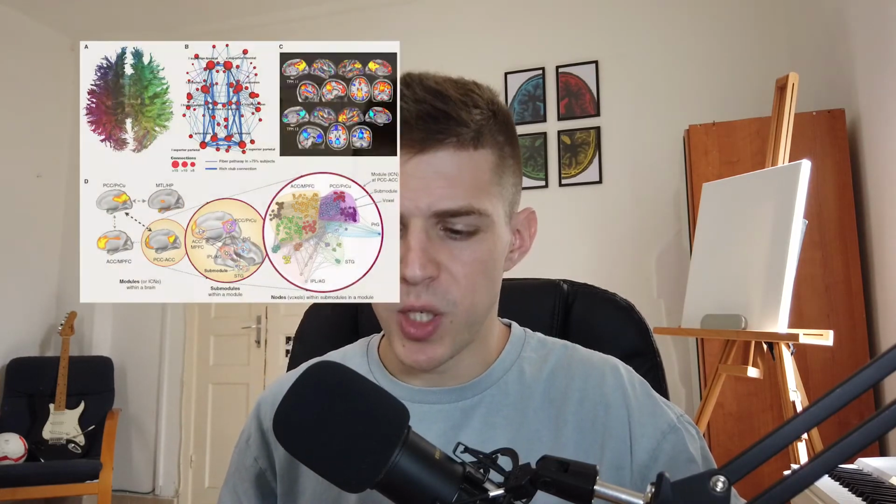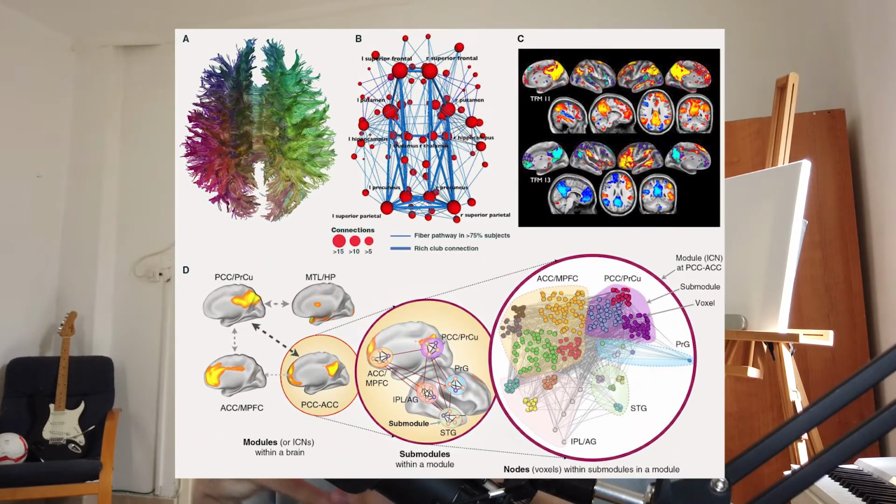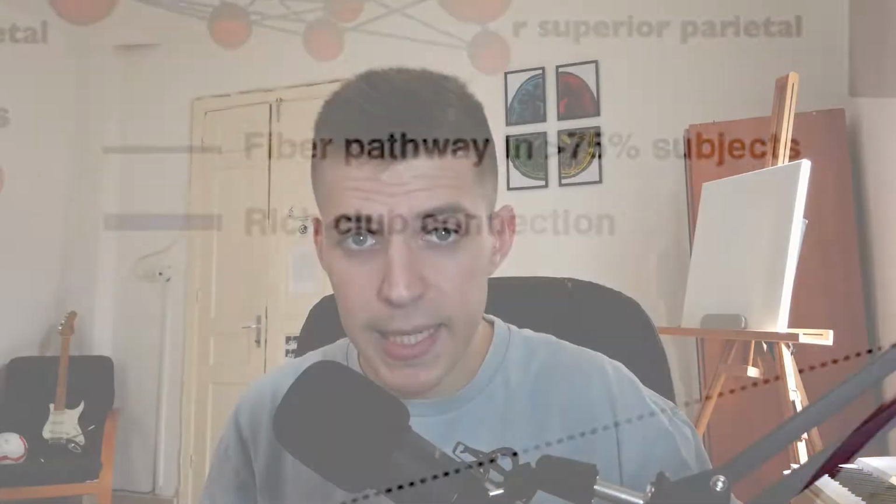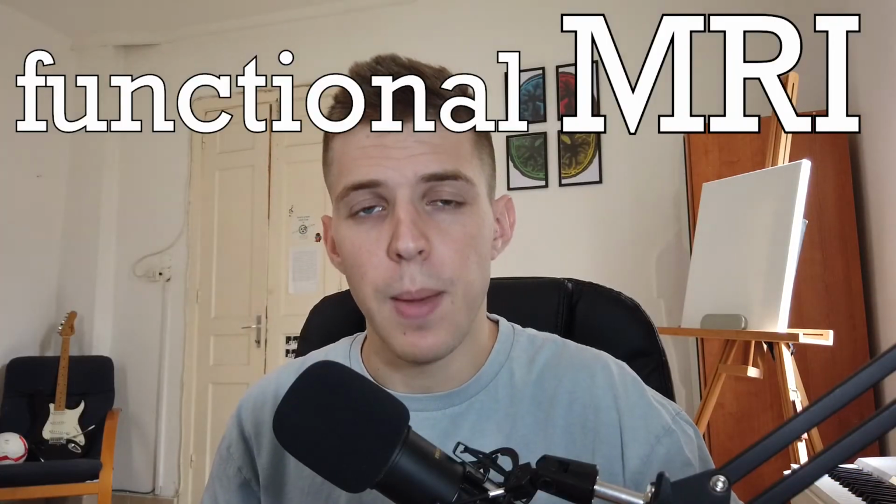MRI is used nowadays to detect the connectivity patterns between brain regions that come together as networks. This technique is called functional MRI or fMRI. Many researchers have found that the pattern of interactions between these brain regions are causally related to human behavior.